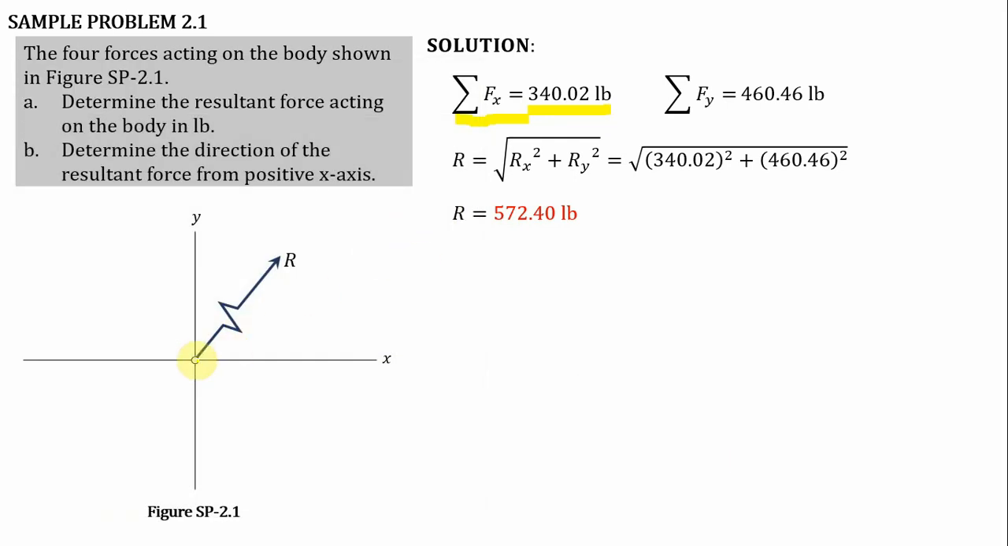Okay? So, that is positive. So, that's why dito yan. Okay? And then, yung Fy natin is positive also, 460.46 pounds. Okay? So, di ba nag-assume tayo na going upward is positive. So, therefore, yung Ry natin is nandito.